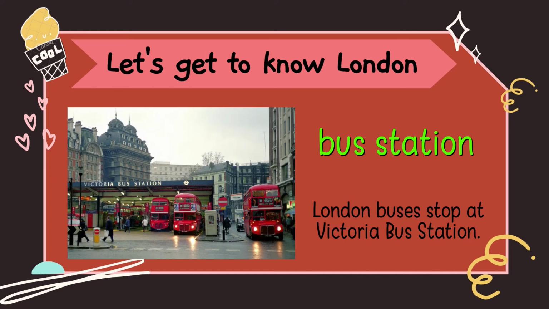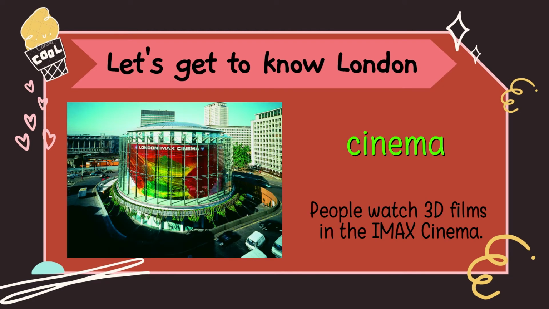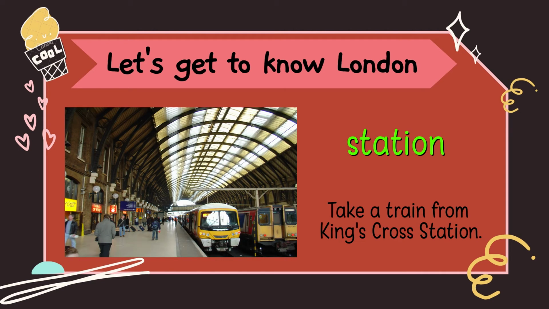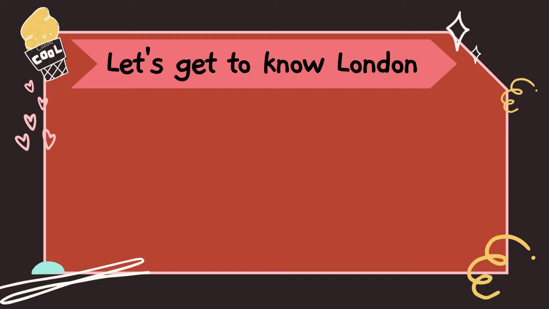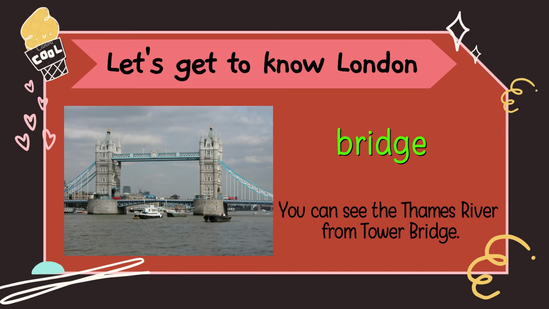Next, bus station. Bus station. London buses stop at Victoria Bus Station. Next, cinema. Cinema. People watch 3D films in the IMAX cinema. Next, station. Station. Take a train from King's Cross Station. Next, bridge. Bridge. You can see the Thames River from Tower Bridge.